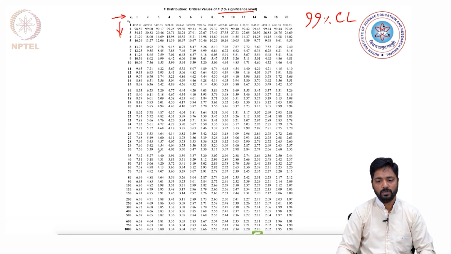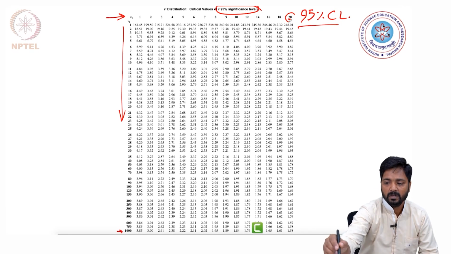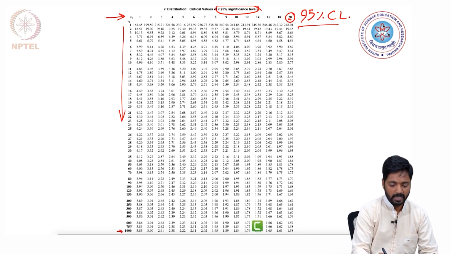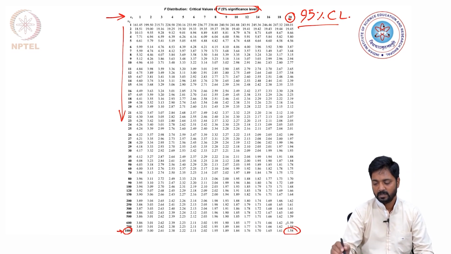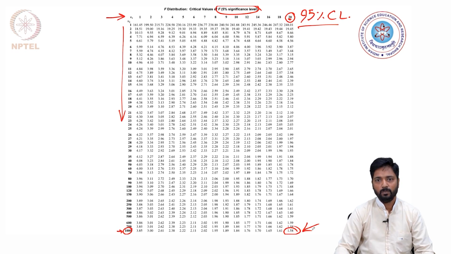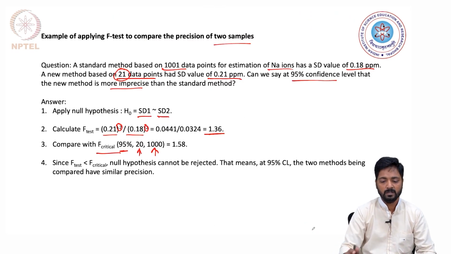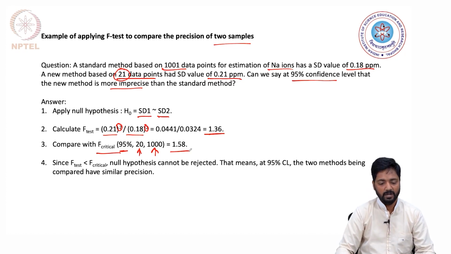Now let us quickly go back to the F table at 95% confidence level and see what the values would be. So at 95% confidence level, nu1 of 20 and nu2 of 1000 gives us a F critical value of 1.58.